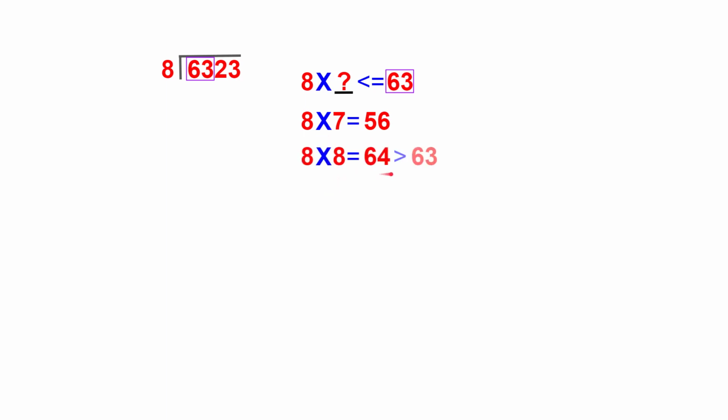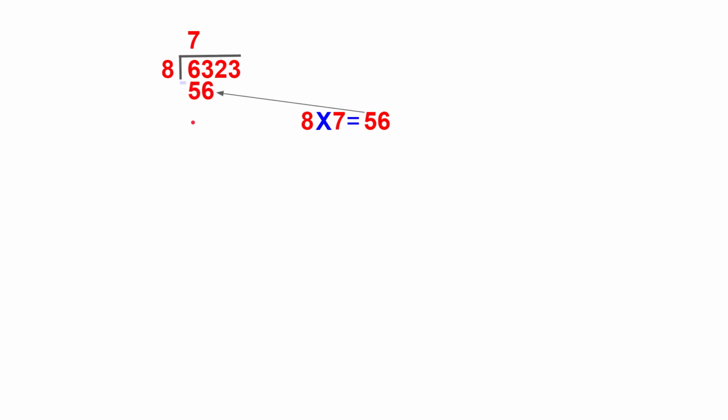6,323 divided by 8. Again, 8 is greater than 6, so we'll use the first 2 digits. And now look for a number that if we multiply it by 8, we'll get 63 or almost 63. Let's try 7, that's 56, 8 times 7. 8 times 8 is 64, it's greater than 63, so we'll not use this one, and we'll use the 7 here. Place the 7 right above the first digit of the dividend, and take the 56 from here, and put it right here, and subtract it from the first 2 digits of the dividend. And we get a 7.